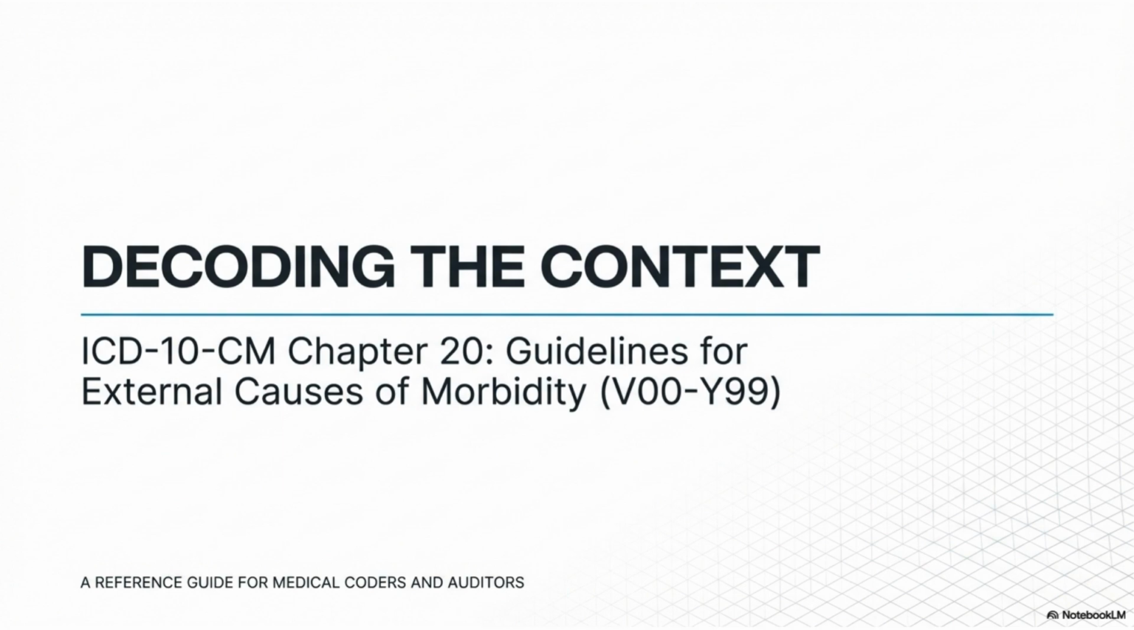Today, we're diving into ICD-10-CM Chapter 20, which covers the external causes of morbidity. This chapter doesn't describe the injury itself, it explains the story behind the injury, how it happened, why it happened, and the circumstances surrounding it. Understanding these codes helps us capture the full context of an event and support accurate reporting, research, and prevention efforts.